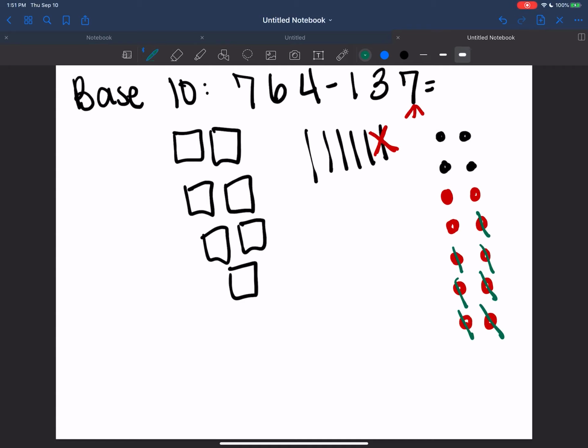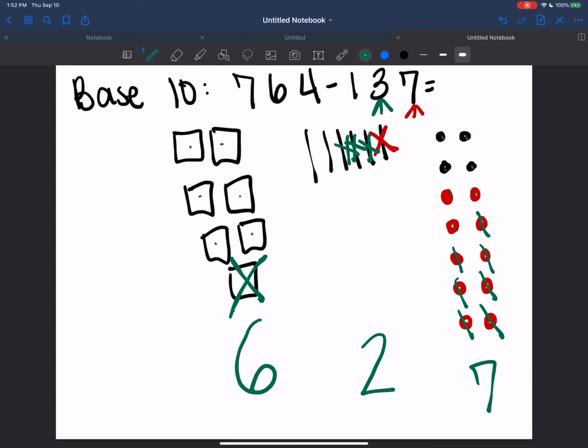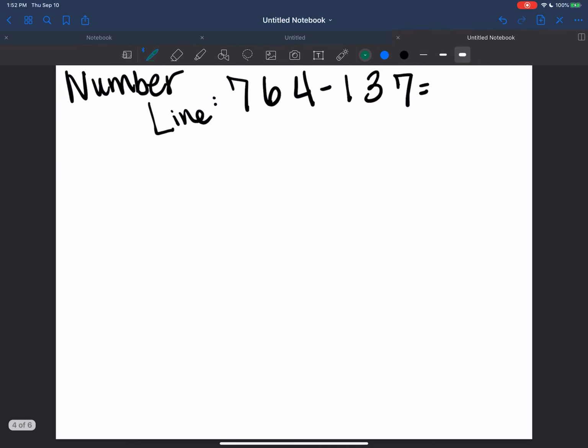Now I need to determine how many I have left. So I have 1, 2, 3, 4, 5, 6, 7 ones left. I'm done with my ones. I'm going to move over to my tens. I'm taking away 3 tens. So I'm going to cross out or subtract those 3 tens. 1, 2, 3. And I'm left with 2 tens. Done with my tens, I'm going to move to the hundreds. Taking away 100, I have enough. I'm going to cross out that 100, and I'm left with 1, 2, 3, 4, 5, 6. So my difference, or my answer, is 627.